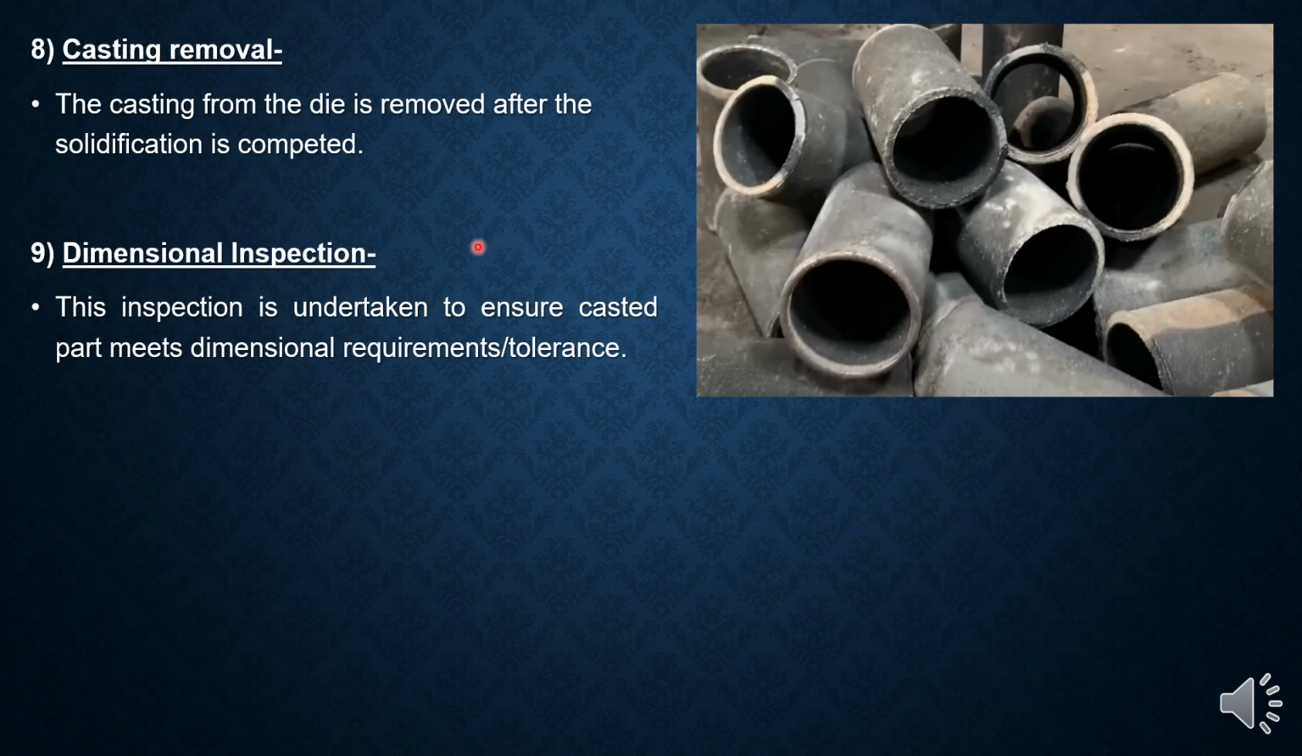Then next is the dimension inspection. This inspection is undertaken to ensure the casted part meets the dimensional requirements and tolerance. So this is the casted part. This inspection is done to see that the casted part matches the requirements which we need.